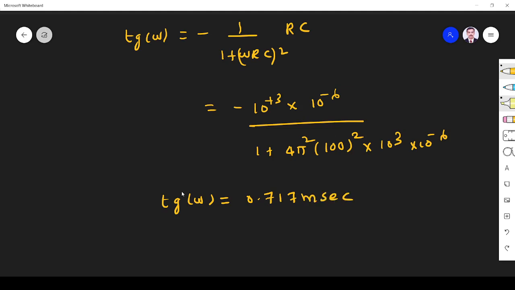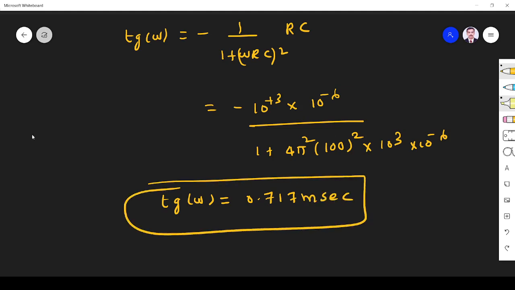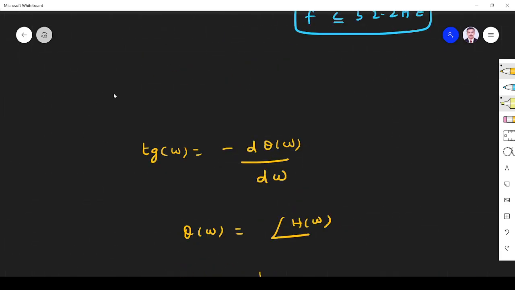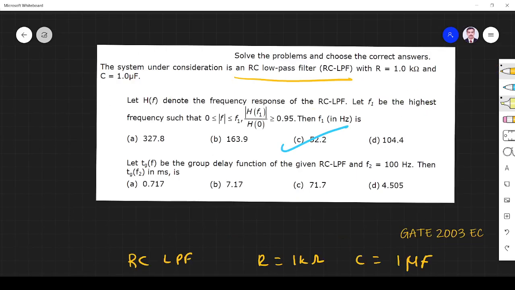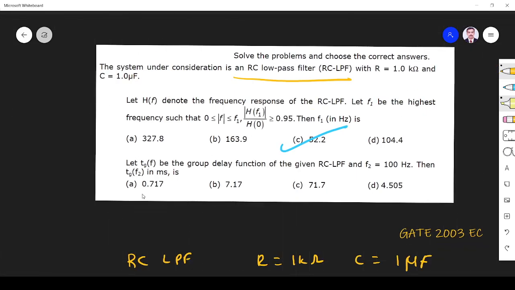So if we simplify, Tg of omega, the group delay, is 0.717 millisecond. So the answer is 0.717 millisecond. Thank you.